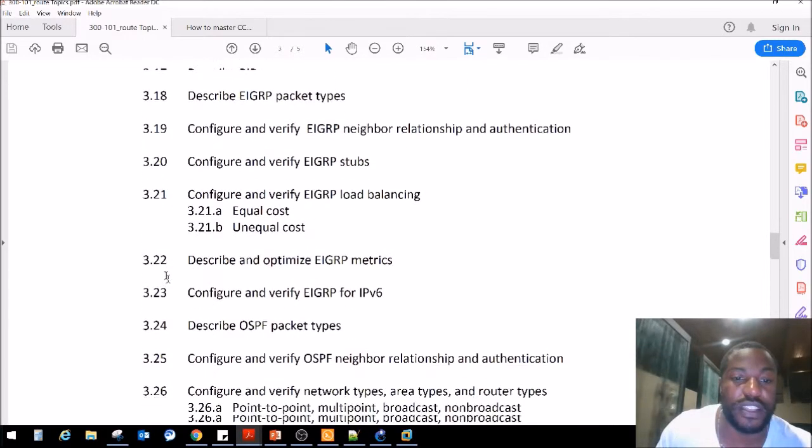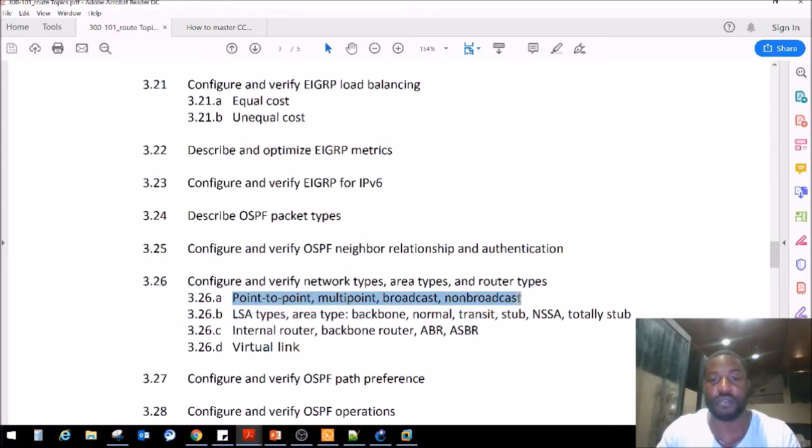We just wrapped up the section where we did the network types right here. Right now, we're going to cover the LSA types. After that, we're going to move on to area types.